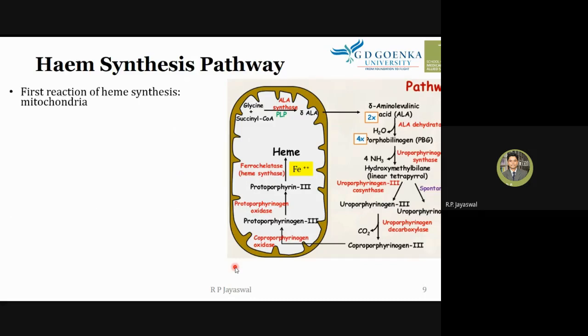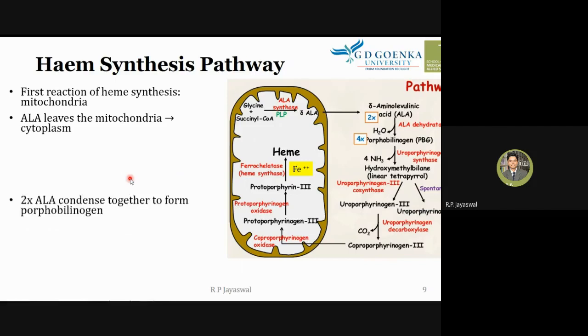Okay, coming to the heme synthesis pathway, we can see the very important parts of this pathway here. First reaction of heme synthesis: you can see glycine and succinyl coenzyme A make delta aminolevulinic acid. This reaction takes place in the mitochondria, and the enzyme required is ALA synthase, that is, delta aminolevulinic acid synthase, which requires pyridoxal phosphate as a cofactor. Next, very important: once ALA is produced in the mitochondria, it leaves the mitochondria and goes to the cytoplasm. So the next reaction occurs in the cytoplasm of the cell.